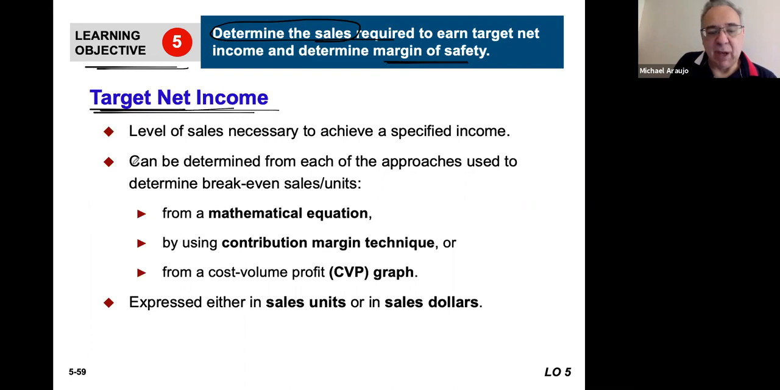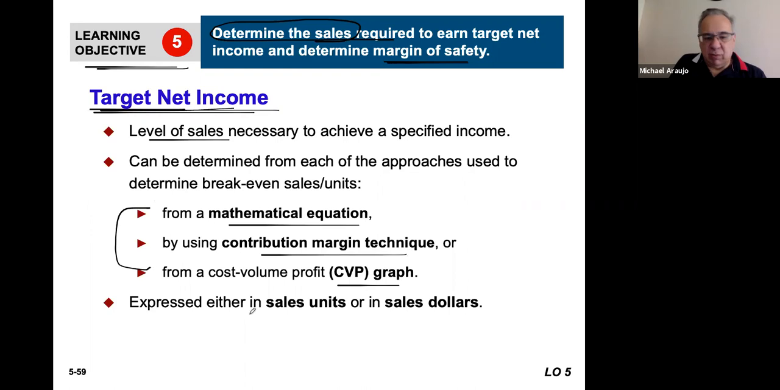Really, really good. So target net income: what level of sales is necessary in order to achieve a certain level of profitability. It can be expressed either, again, with a mathematical formula, contribution margin. There is a graph. Again, I'm not going to emphasize that too much, but certainly you're going to need to do one of those two. And it can be expressed either in units or in dollars.